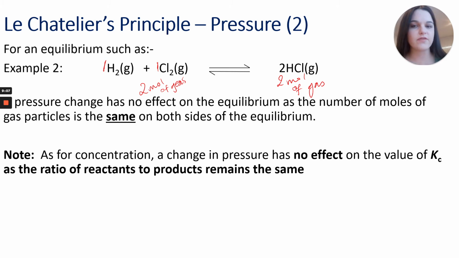So which one would be favored? Okay, so none. This isn't going to work. Pressure changes have no effect on an equilibrium that has either no gas or has the same moles of gas on either side. There is going to be no change. Really importantly, just like with concentration, pressure changes have no impact on the value of Kc. Keyword, the ratio of reactants to products will return to normal. So yes, we'll have more reactant and more product, or less reactant and less product, but the ratio of them will remain the same.